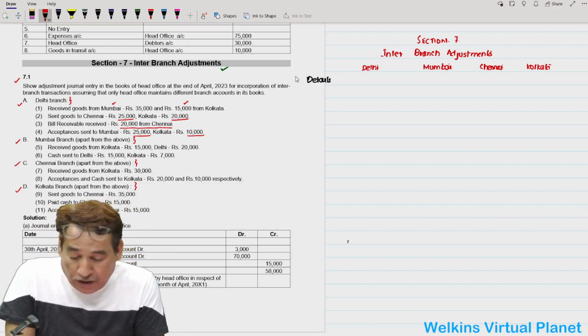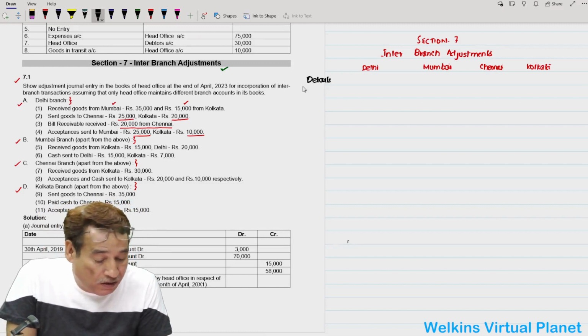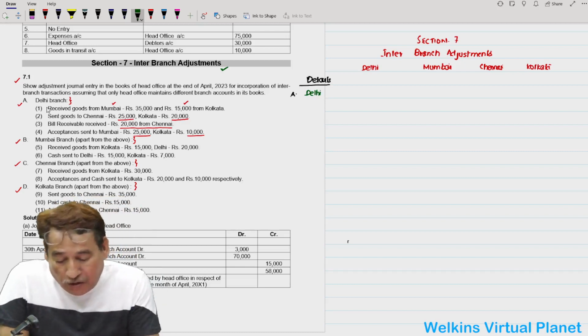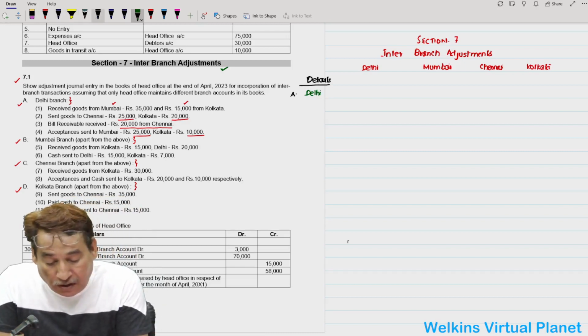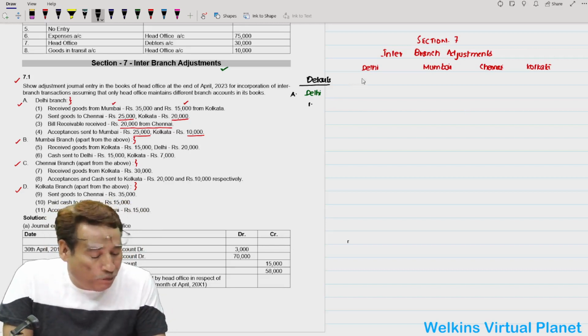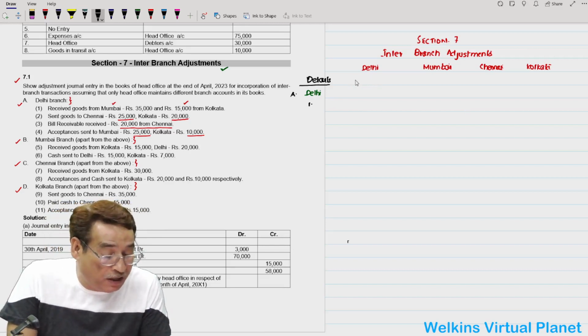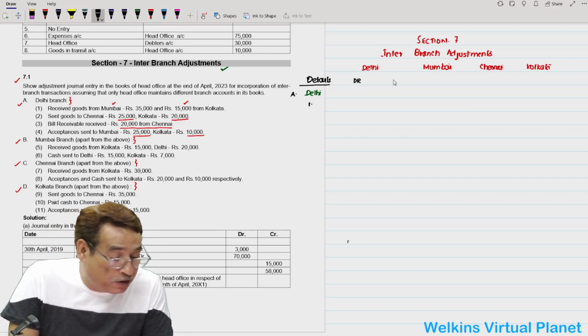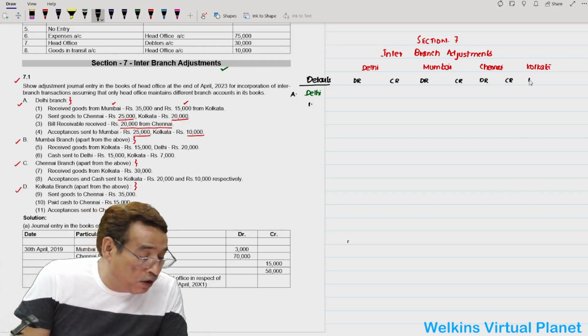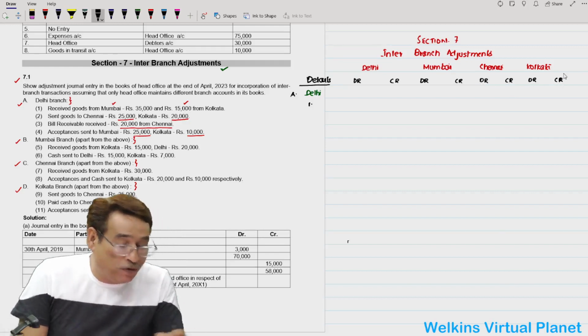Now, as far as details are concerned, first I will write here A, Delhi. That means, first of all, I am considering the transactions of Delhi branch. As far as Delhi branch is concerned, transactions are very simple and straight. Before we move further, let me also tell you, when I am writing here Delhi, in respect of every branch, I will have to create two columns, debit and credit. Similarly, in case of Mumbai, debit and credit. Similarly, in case of Chennai, debit and credit. And similarly, in case of Kolkata, debit and credit. I will have to create two columns, correct?